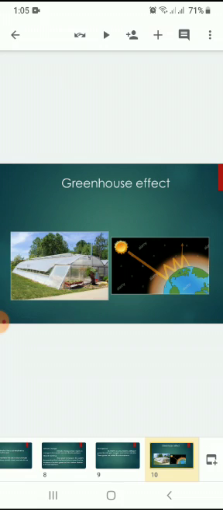During the day, the sun shines through the atmosphere and the Earth's surface warms up in the sunlight. At night, the Earth's surface cools, releasing the heat back into the air, but some of the heat is trapped by the greenhouse gases in the atmosphere. This is called the greenhouse effect.